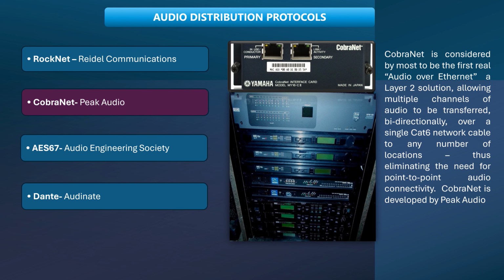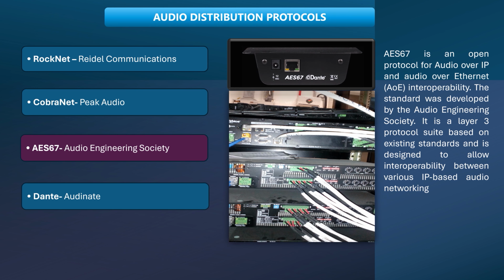CobraNet. CobraNet is considered by most to be the first real audio over Ethernet, a Layer 2 solution, allowing multiple channels of audio to be transferred bidirectionally over a single Cat5e network cable to any number of locations, thus eliminating the need for point-to-point audio connectivity. CobraNet is developed by Peak Audio.